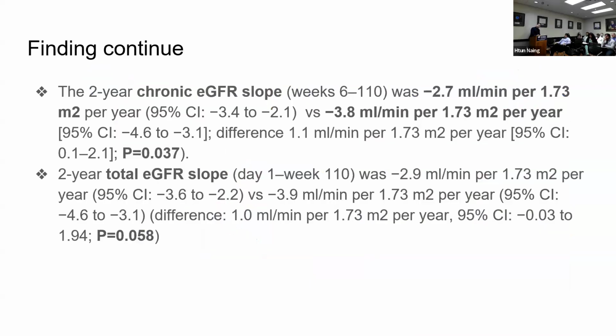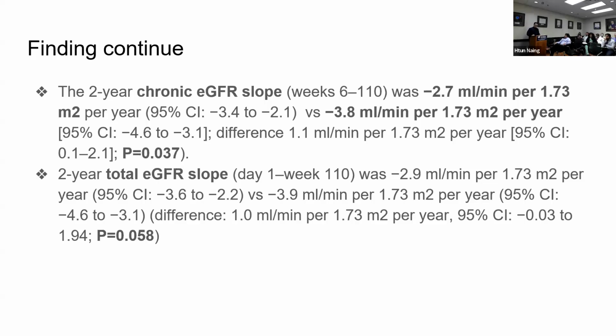So they showed two GFR slopes. They say that you should not count week 1 to week 6 because of all the hemodynamic change. But you should usually look at the eGFR slope starting from the 6th week to 110, with the name of the chronic eGFR slope. If you look at this eGFR slope, you have an eGFR decline of 2.7 compared to 3.8, with a difference of 1.1 GFR ml per minute, with a p-value of 0.037.